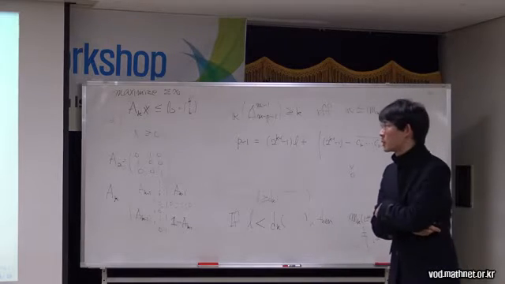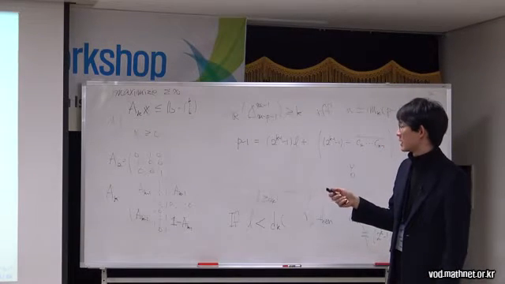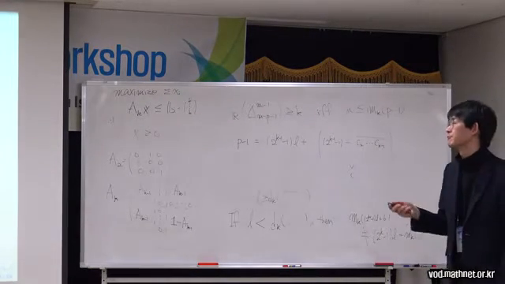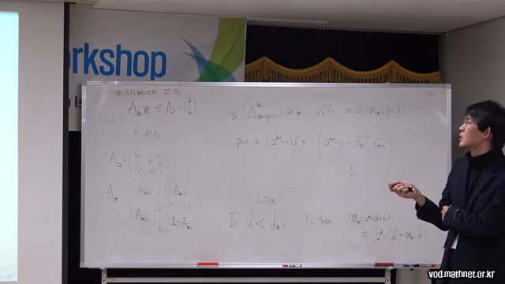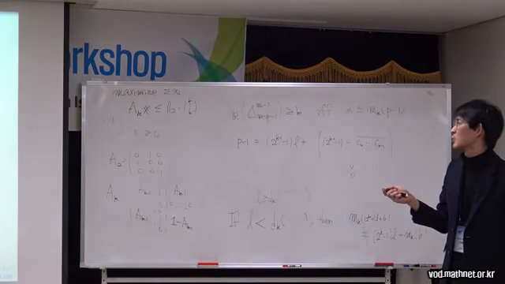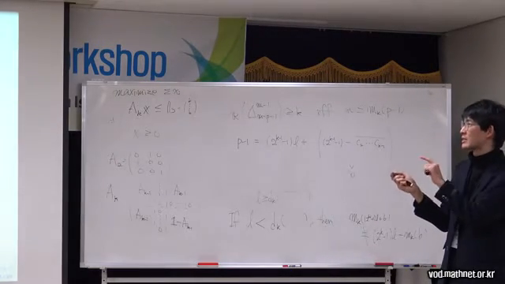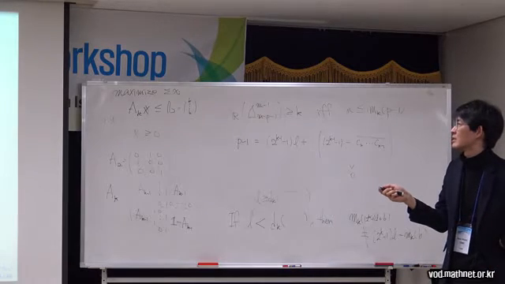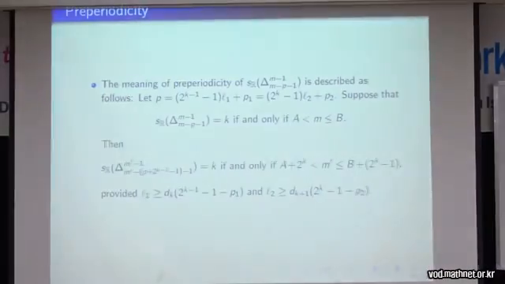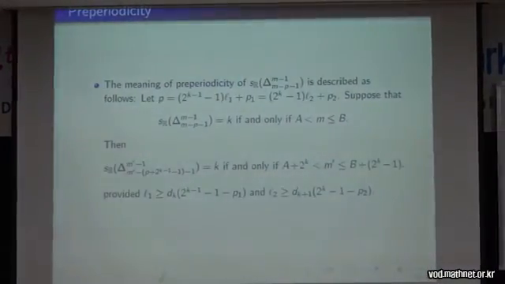And the meaning of periodicity of this real Buchstaber invariant of skeleta of simplex is described as follows. If we rewrite, p minus 1 can be expressed in two ways. One way is to divide by 2^(k-1) minus 1. And the other way is to divide p minus 1 by 2^(k-1).